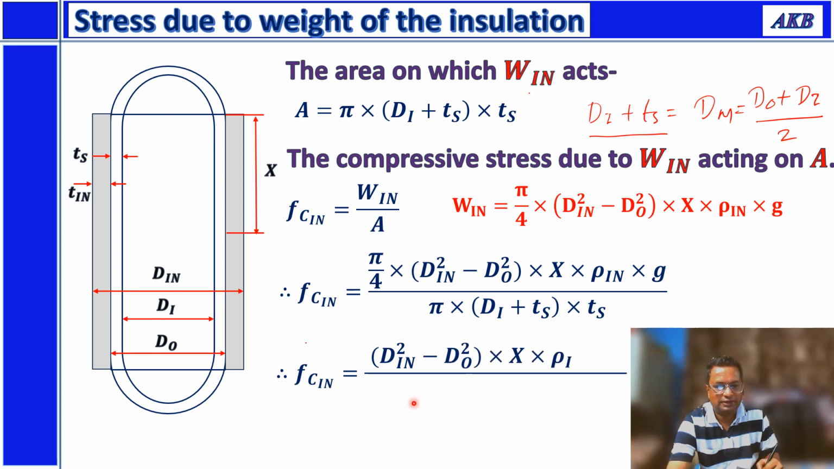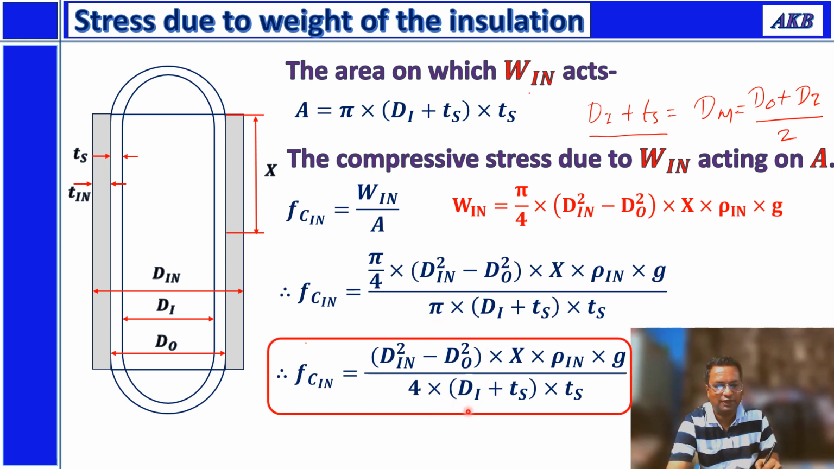And after simplification, you'll be getting this. FCIN is equal to din square minus do square into x into rho in into g divided by 4 into di plus ts into ts. So over here pi is getting cancelled and we are simplifying the equation in this way. So this gives us the compressive stress that is induced in the wall of the shell due to insulation up to a distance of x from the top of the shell.